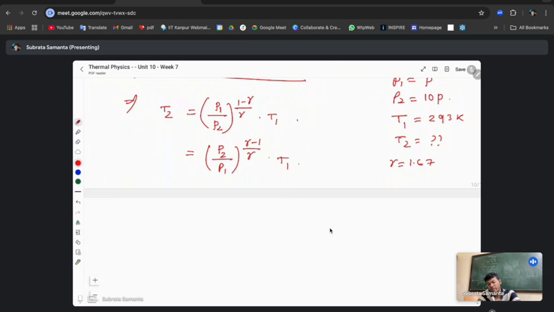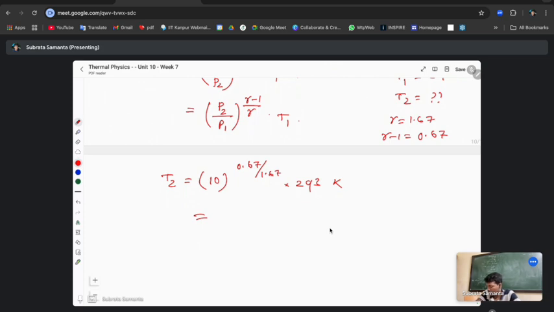So now what is gamma minus 1? This is 0.67. So therefore T2, with P2 as 10 and P1 as 1, is 10 to the power 0.67 over 1.67 times 293 Kelvin. So we calculate this, and this is basically 738.01 Kelvin. Right, so 738.01 Kelvin. So far any doubt?